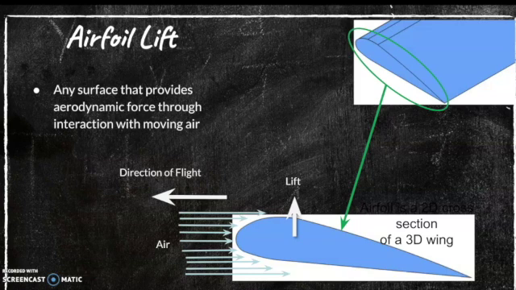Taking a closer look at airfoil lift, if we look at a section of a 3D wing, or the cross view of a wing, we are looking at lift as it goes from the direction of flight and the air comes in contact with the airfoil. You'll note that the airfoil is the edge of a wing.